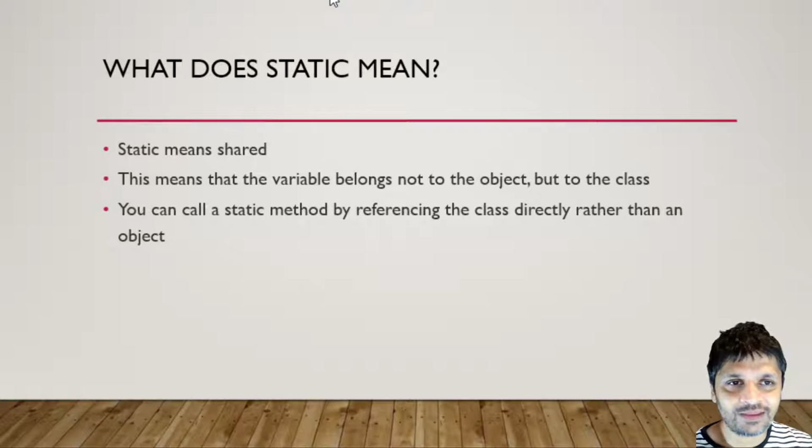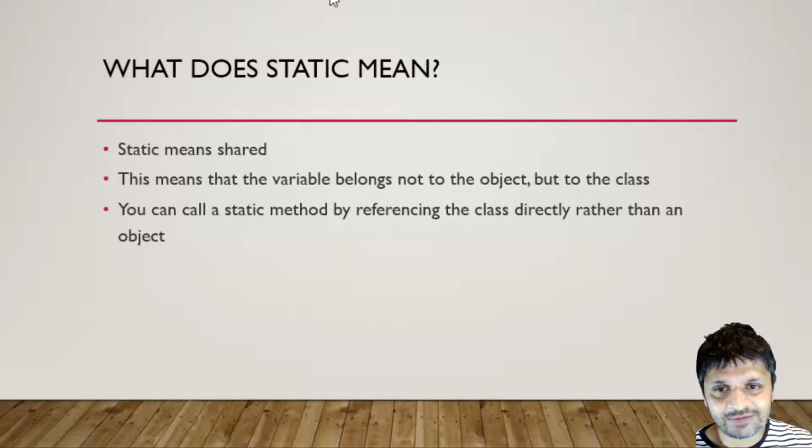Another property that I think you probably have noticed is static. What does static mean? Why do we see the word static? What static means is that the variable or method that we're referring to is shared. That means that the variable doesn't belong to the object, it belongs to the class. Okay? Let me show you what this looks like in code.